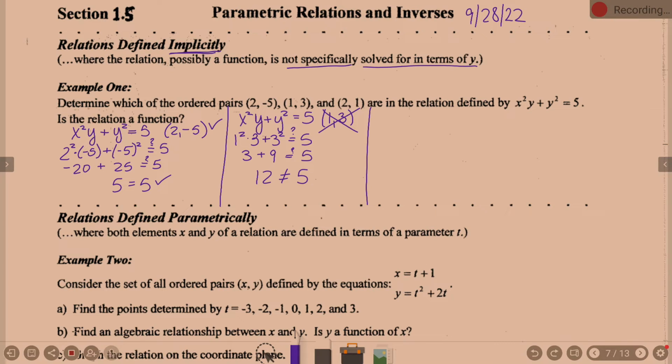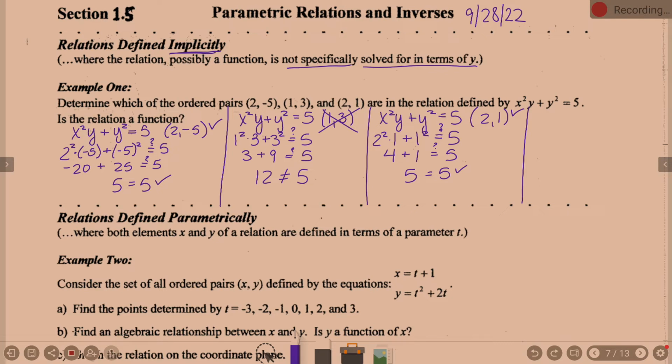We can try the same with 2, 1. x squared y plus y squared equals 5. This time I'm using 2, 1. 2 squared times 1 plus 1 squared equaling 5. Let's see, what do we have here? 2 squared is 4 times 1 is 4. 1 squared is 1. What do we know about 4 plus 1? It equals 5. So what do we know about the ordered pair 2, 1? It's in the relation, yes? So at this point, we've gathered the information that 2, negative 5 is in the relation, 1, 3 is not in the relation, and 2, 1 is in the relation.